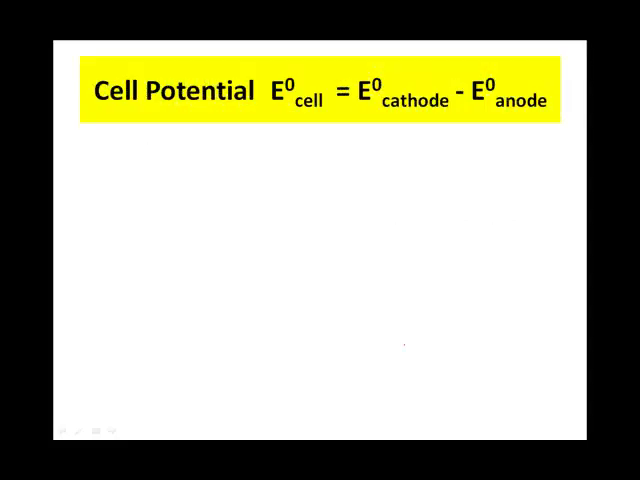In order to figure out the cell potential, here's a simple formula. So the cell potential is the standard potential at the cathode subtracted from the standard potential of the anode. Okay, so for example, if we have a cathode where we have copper, which is being reduced to copper 2+, on the list it'll tell us 0.34 volts.